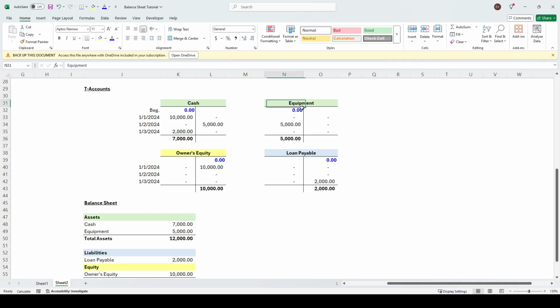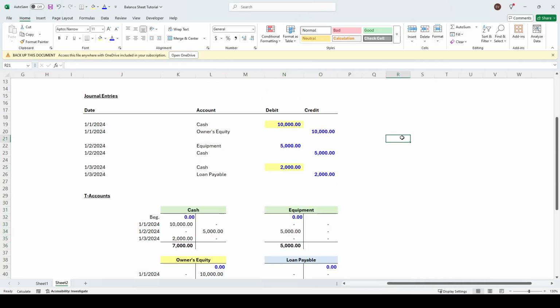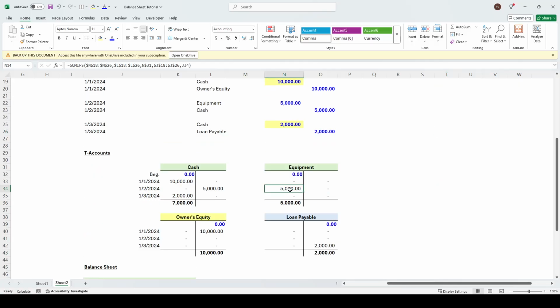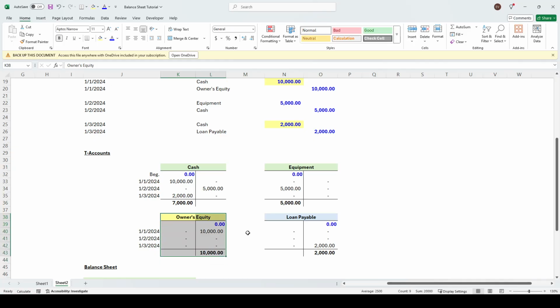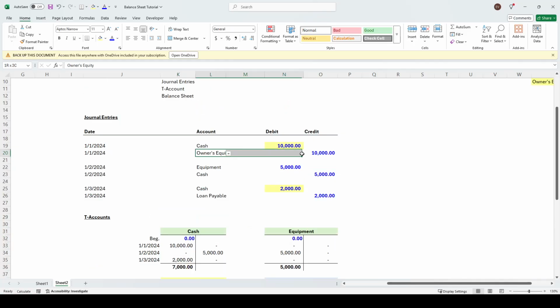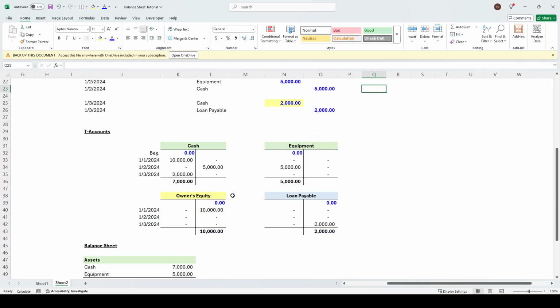As for the equipment, if we go back to our journal entry, there was only one journal entry for equipment, and you'll see that this was for the purchase of $5,000. So here is going to be your purchase. Your ending total balance for the equipment is $5,000. The next one we have is owner's equity of $10,000. If you recall, the owner injected a capital contribution of $10,000, and we see this reflected under the credit section here as it should be.